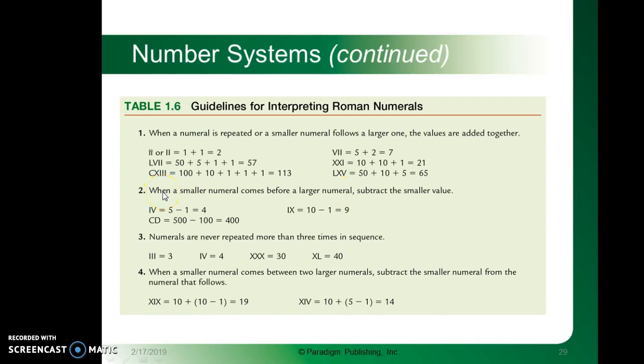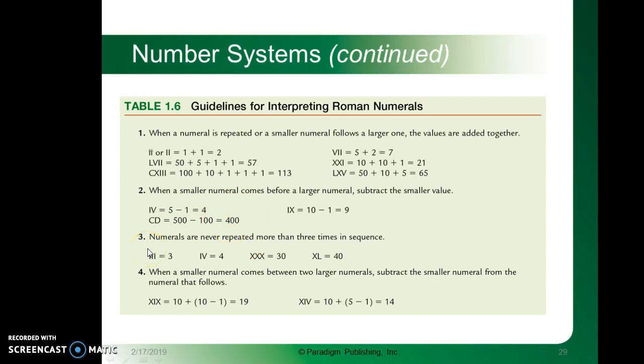When a smaller number comes before a larger number, subtract the smaller value. In this case, we have a smaller letter I and then a larger value V. So you have 5, which represents the V, minus 1 because the I is before the V. IX, so 10 minus 1 is 9. CD, so D is 500 and C is 100. You're going to subtract 500 minus 100, which is equal to 400.